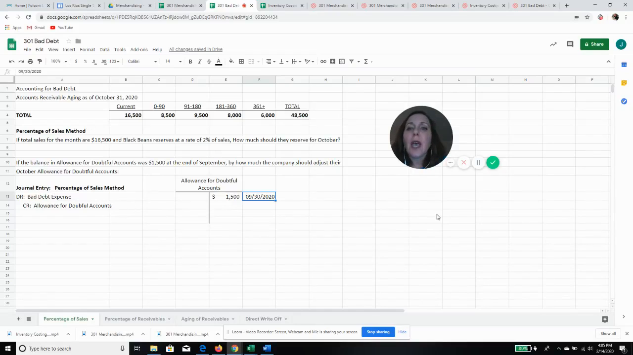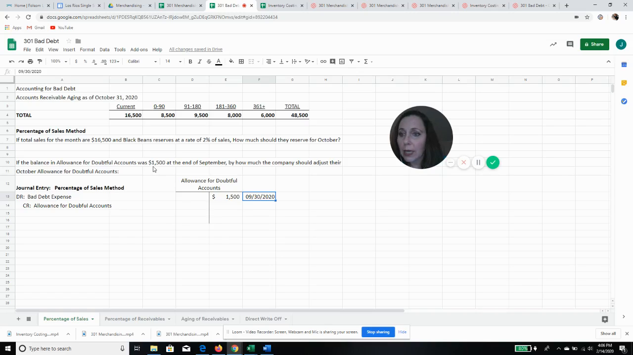The first of the three methods we can use to estimate bad debt under GAAP is the percentage of sales method. And the percentage of sales method is exactly what it sounds like. You look at your sales for the month, and then you multiply it by a reserve percentage that you have come up with, and that tells you how much your bad debt expense is.